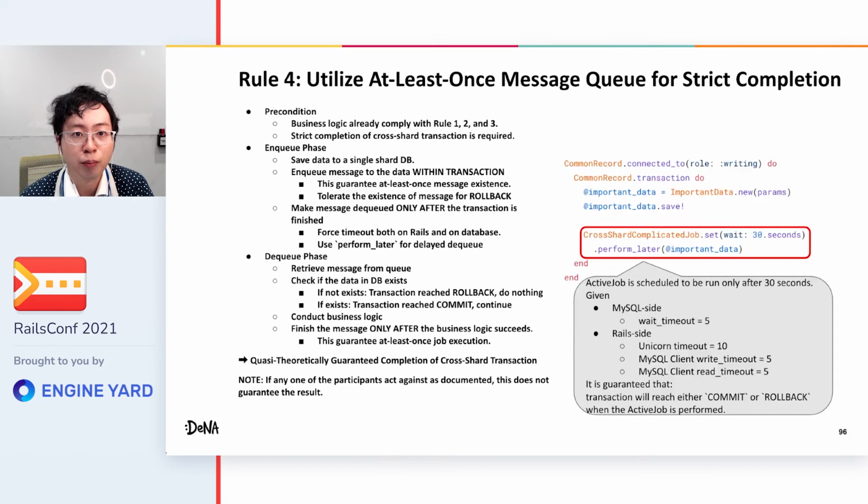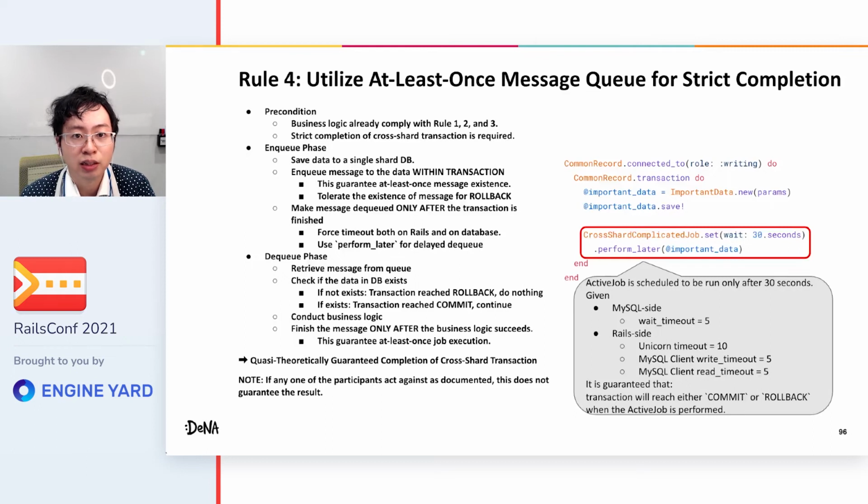Then, Rule 4 meets the requirement. Rule 4 is to utilize at least once message queue for strict completion. The precondition for this rule is that business logic already complies with Rules 1, 2, and 3. We divide the architecture into two parts. The first part is the enqueue phase, and the other one is the dequeue phase.